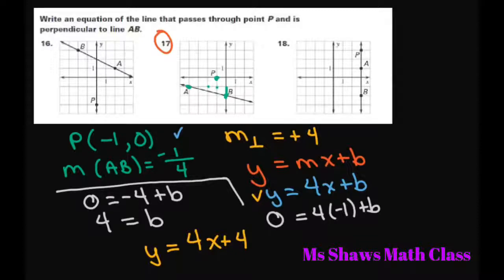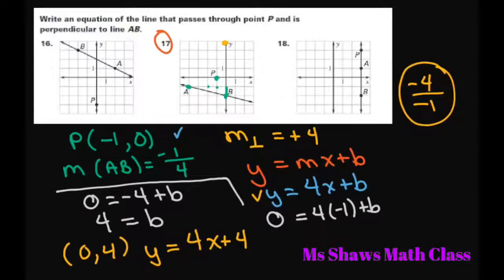So let's graph it. So I'm going to go to 4 on the y-intercept. The y-intercept, remember, is 0, 4. So 1, 2, 3, 4. And then I'm going to do -4 divided by -1. 2 negatives make a positive since we're up so high. So I'm going to go down 4, 1, 2, 3, 4, to the right 1.